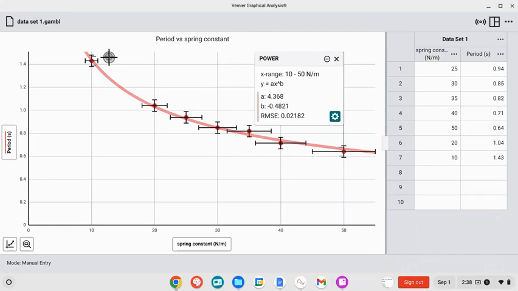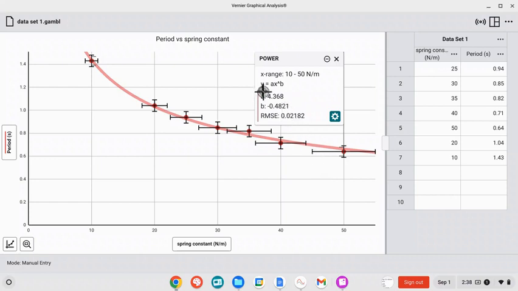Okay, we have our period versus spring constant already graphed. If you need to know how to do that, please go back and see the previous video. And we put a curve fit and we chose that the power fit was the best option. And I want to show you how to take that power fit and write the equation for that.